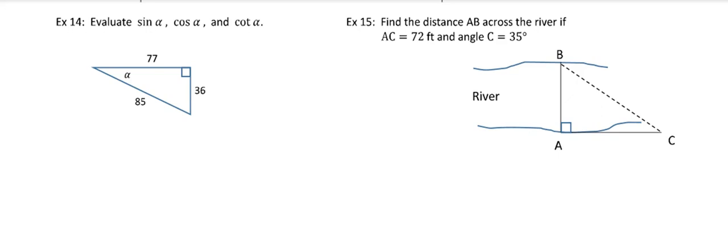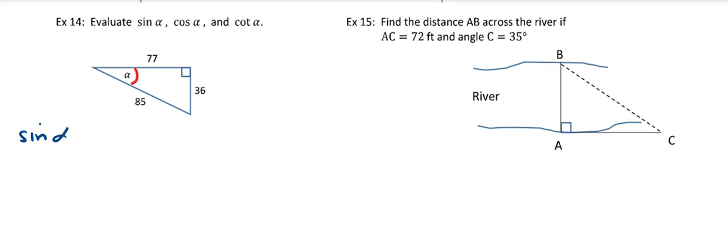So for this first example, 14 they call it, it's asking us to evaluate sine of alpha, cosine of alpha, and cotangent of alpha. And just keeping in mind what alpha is, that is this angle right here. So we're going to use some right triangle relationships.